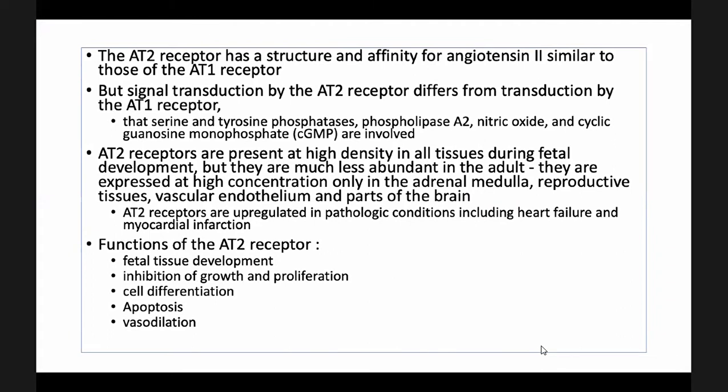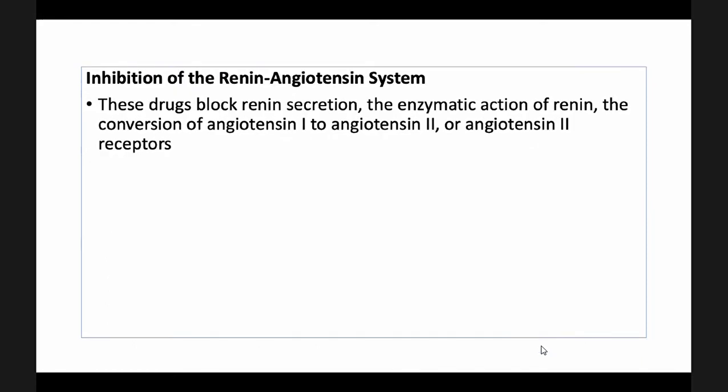So your AT2 receptors are present at high density in all tissues during fetal development, but they are less abundant in adults, and they are expressed at high concentration in the adrenal medulla, the reproductive tissues, vascular endothelium, and parts of the brain. So the AT2 receptors are upregulated in pathologic conditions like in heart failure and in myocardial infarction. So what are the functions of your AT2 receptors? These include fetal tissue development, inhibition of growth and proliferation, cell differentiation, apoptosis, and vasodilatation.